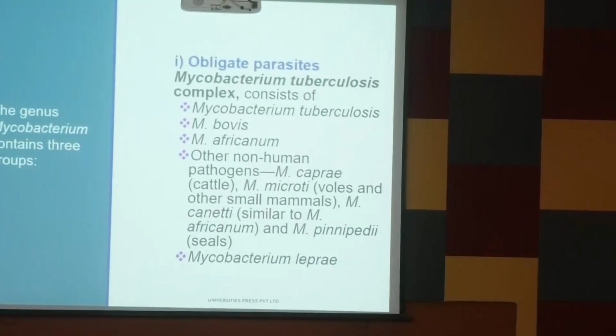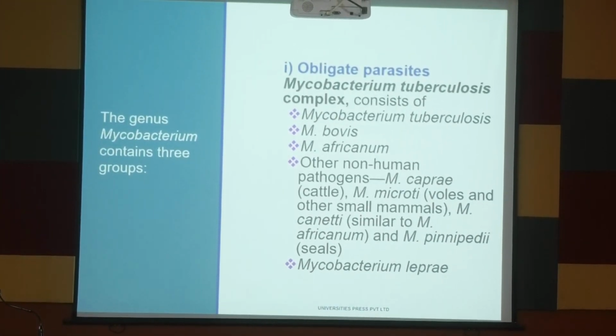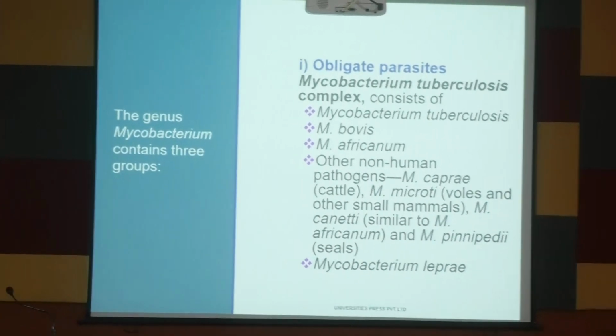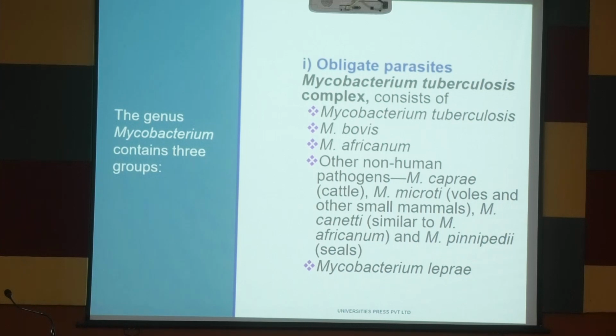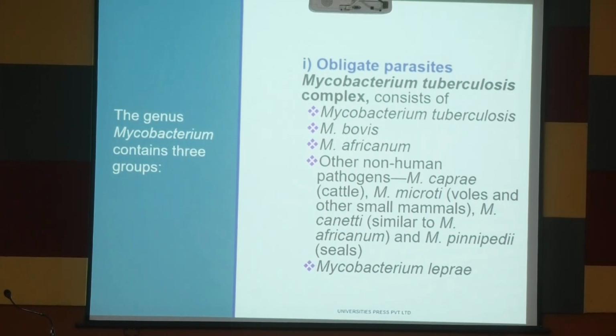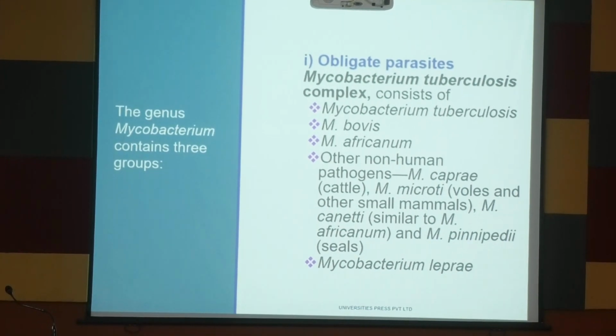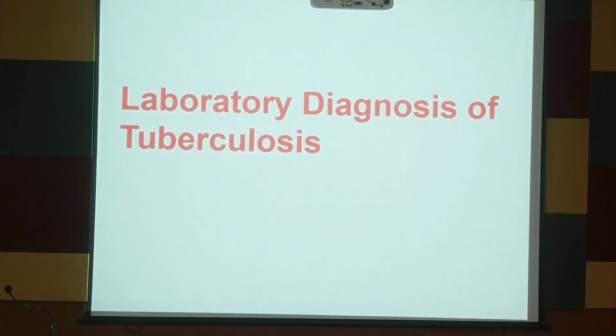These are the Mycobacterium tuberculosis complex. You must remember this name. This can be asked as a short note, can be asked in the oral. The Mycobacterium tuberculosis complex is comprised of Mycobacterium tuberculosis, Mycobacterium bovis, Mycobacterium africanum, Mycobacterium caprae, Mycobacterium microti, Mycobacterium canettii and Mycobacterium pinnipedii.